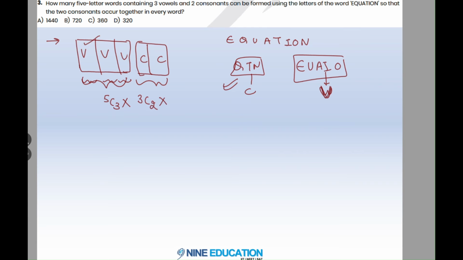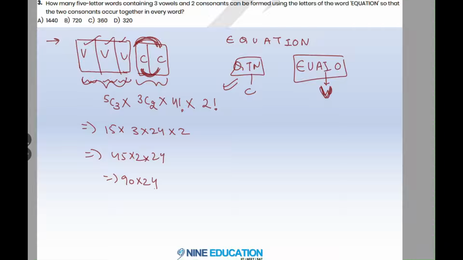Now these 3 vowels and this particular entity can change their positions in 4 factorial ways. Also, the 2 consonants can change their position in 2 factorial ways. So the total number of ways in which you can write the word is 5C3 into 3C2 into 4 factorial into 2 factorial. 3C2 means 3, 4 factorial is 24, 2 factorial is 2. If we calculate, we'll be getting 15 into 2 into 24, which makes it 90 into 24. So the answer will be 1440. That's it.